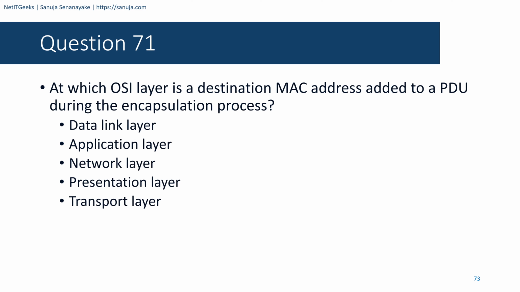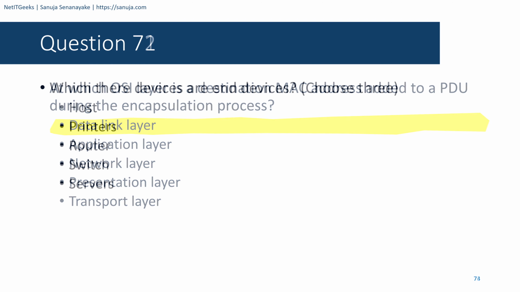Question number 71. At which OSI layer is a destination MAC address added to a PDU during the encapsulation process? Again, another OSI layer related question. So in this question, we're asking at which OSI layer is a destination MAC address added to a PDU during the encapsulation process? Data link layer, application layer, network layer, presentation layer, and transport layer. Those are the answers given to us. And the answer to this question is the data link layer. So that's the answer, data link layer. Again, you just need to know the OSI model.